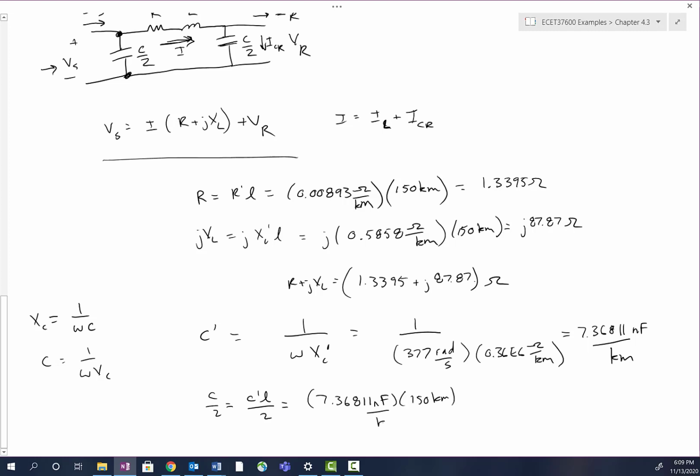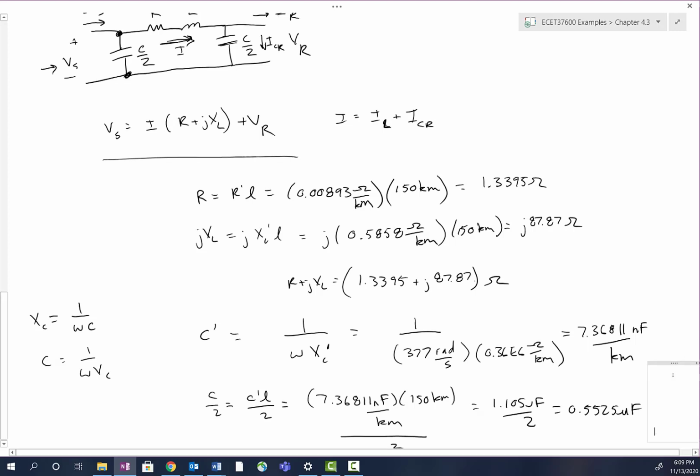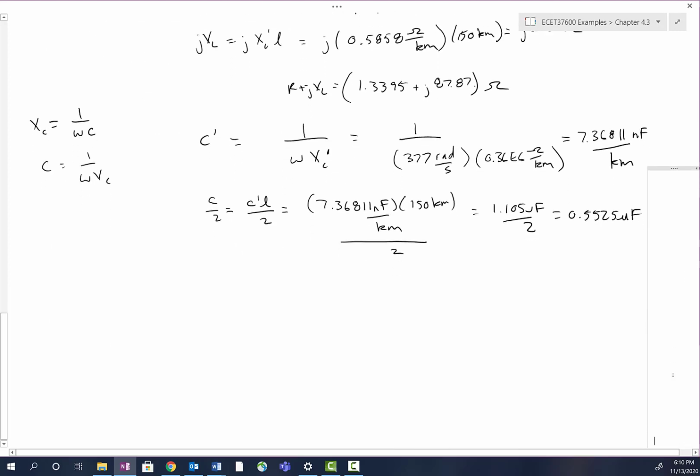Oops, that's nanofarads per kilometer. And then I want to divide all of that by 2 because of the model. So that's equal to 1.105 microfarads over 2 equals 0.5525 microfarads. So that is the value for the capacitance on either end of the line.